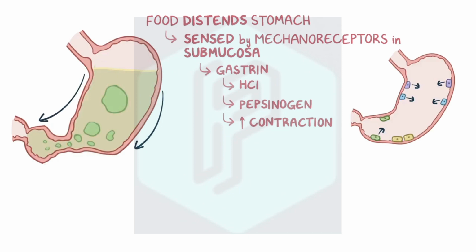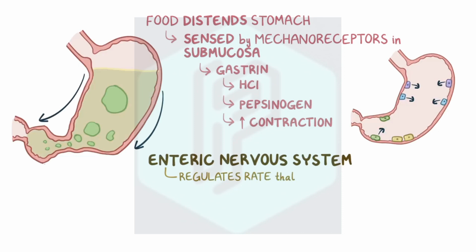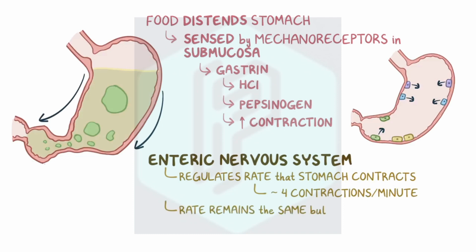This motion is initially just a gentle ripple, but it becomes more powerful due to the thick muscular walls of the caudad region of the stomach. The enteric nervous system regulates the rate that the stomach contracts, and it's typically about 4 contractions per minute. When food reaches the stomach, the rate remains the same, but the force of the contraction increases.